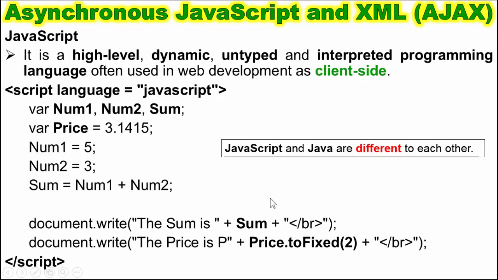JavaScript is a high-level, dynamic, untyped, and interpreted programming language, often used in web development as a client-side language. JavaScript and Java are different from each other. Here is an example of JavaScript. The JavaScript code is placed in the script tag, language equals JavaScript, located inside the HTML file. To declare a variable in JavaScript, you start with the keyword var.